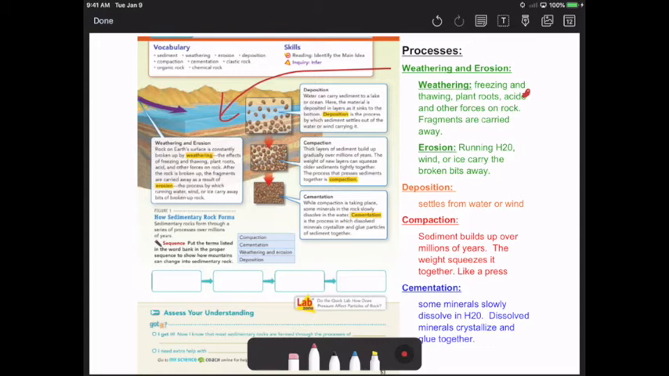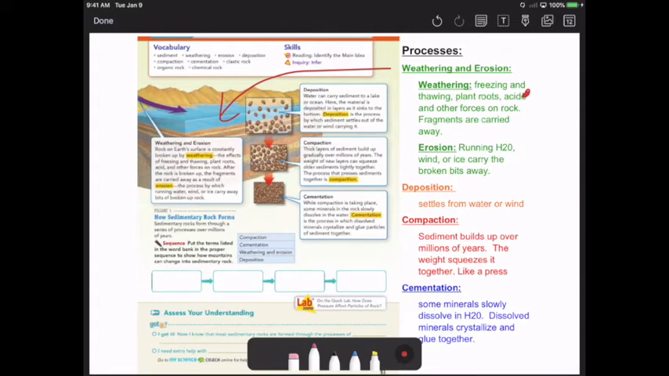The fragments then are carried away. They're carried away by erosion, which is like running water, wind, and ice, which carry the broken bits away. Deposition is when the sediments settle somewhere, they're deposited somewhere from the water or wind, and then they start to pile up.